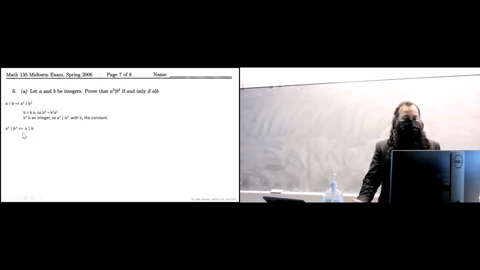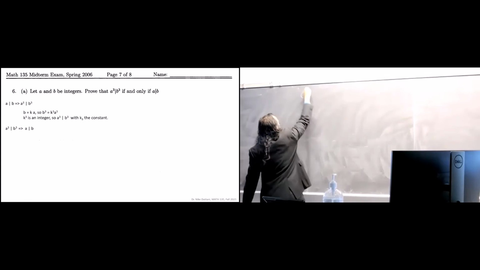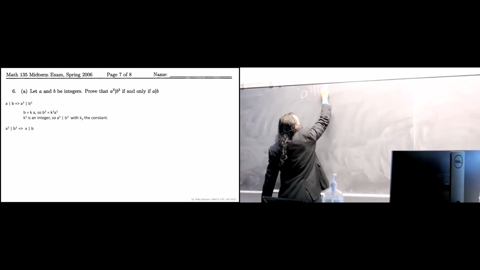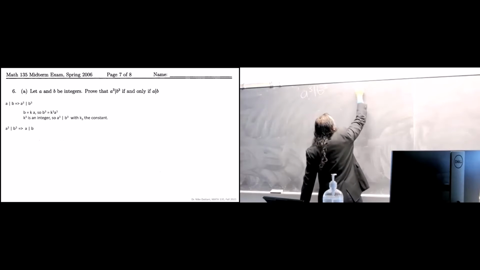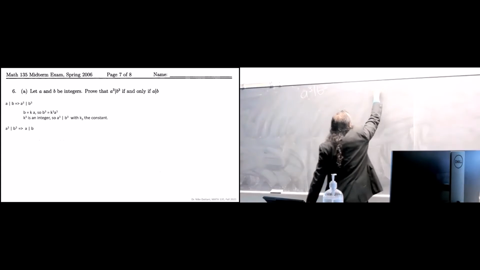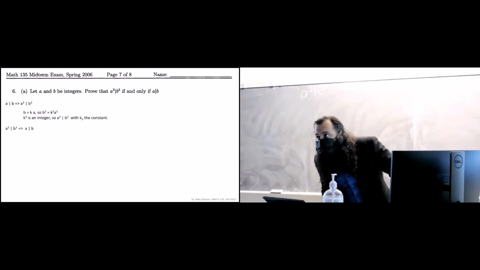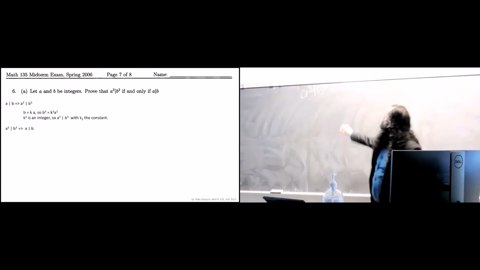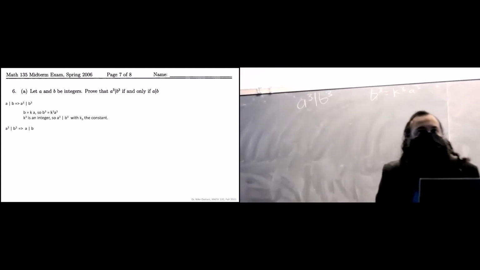a cubed divides b cubed implies a divides b. Now, a cubed divides b cubed. Why is it that I can't just say b cubed equals k cubed times a cubed? Why can't I just say that b cubed equals k cubed a cubed?